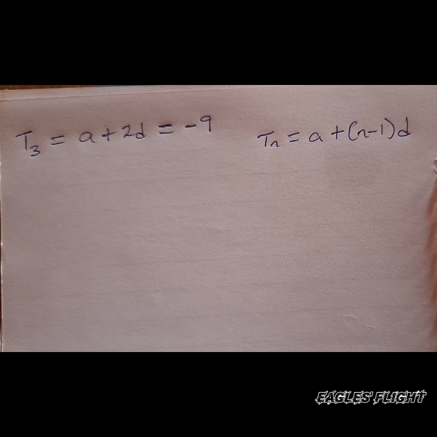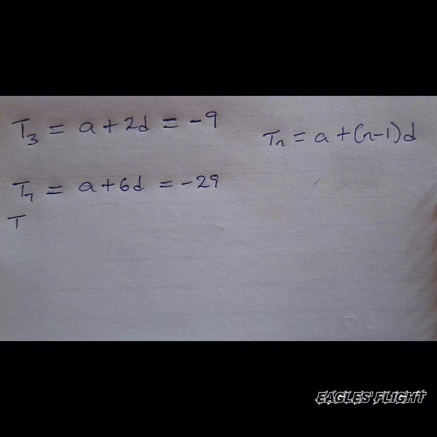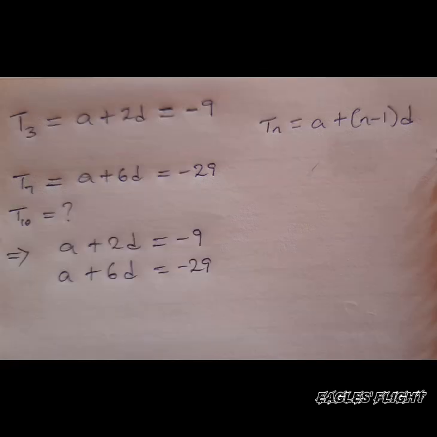Following the same pattern for the seventh term, we are told that the seventh term is minus 29. So using the formula for the nth term of an AP, we can establish that the seventh term will be A plus 6D equals minus 29. Now bringing both equations together, it forms a simultaneous equation.